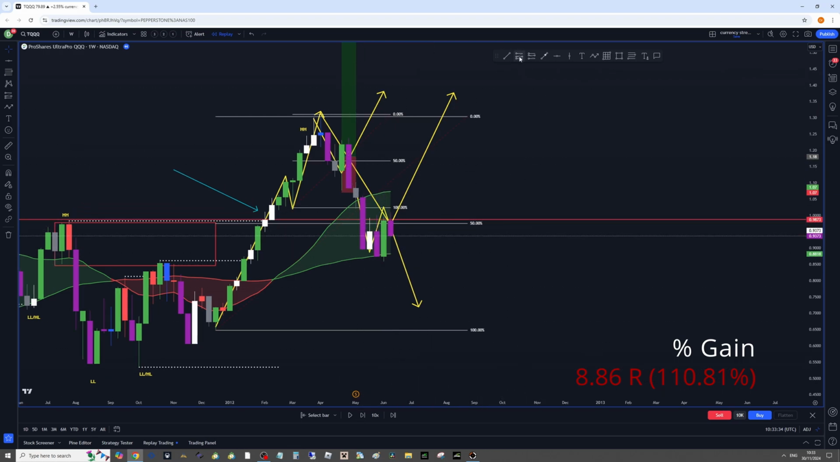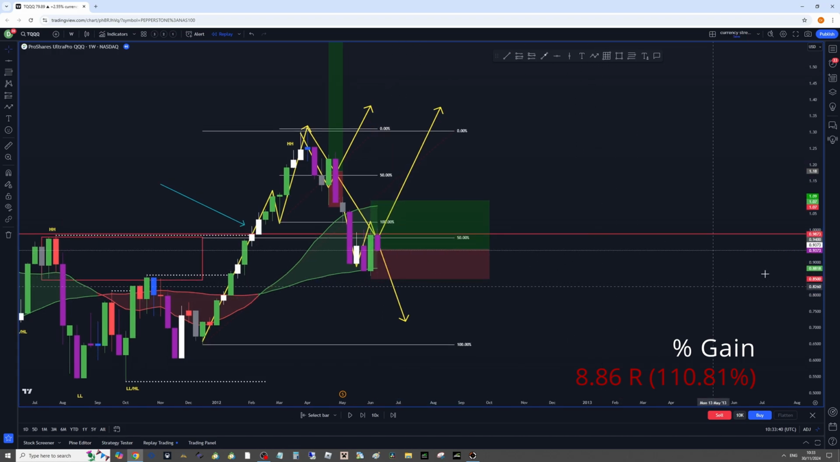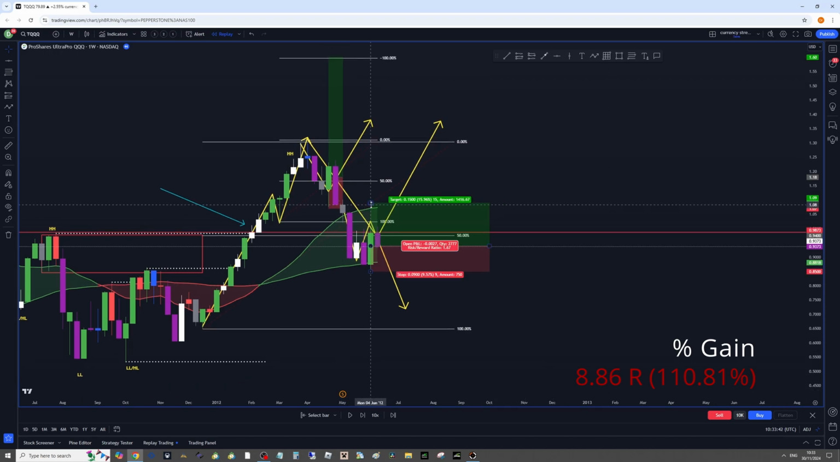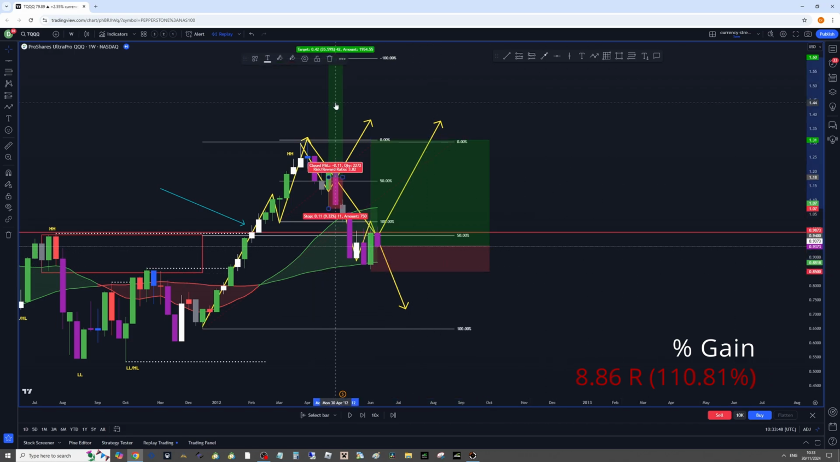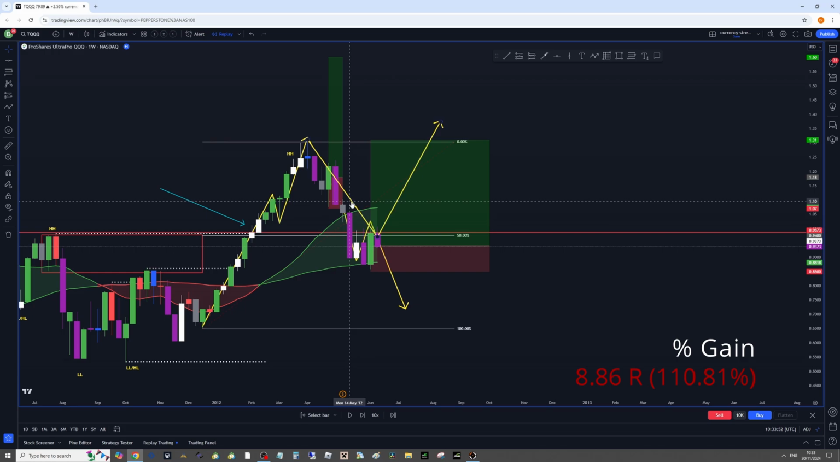Okay, so now this could be a nice entry here. The moving average is green, so we are in a bullish trend, and we're going to target the highs. This is going to be 4 to 1. Let's just delete some of this mess. So we had 2 options there, which is coming down to the 50%. Let's just see what happens.